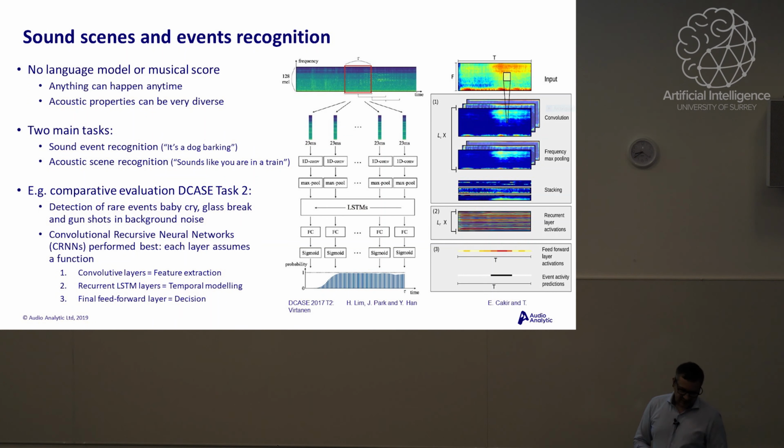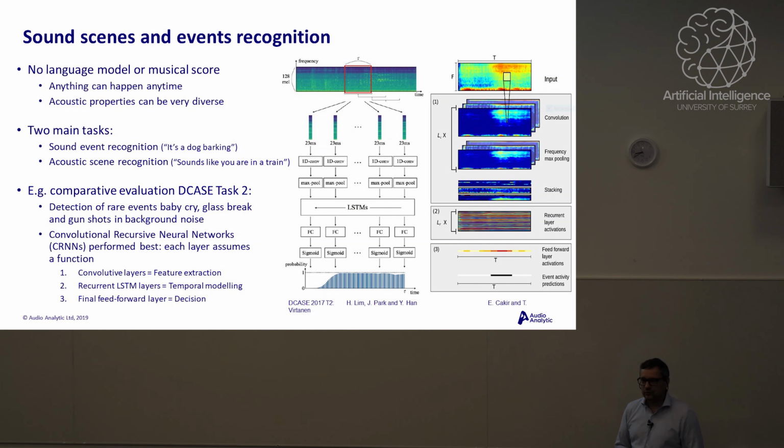So let's take an example, which is the comparative evaluation DCASE. DCASE is an evaluation campaign where the organizers of each task give the same data set to all the participants, and participants throw their best knowledge and best system at it, and we do a comparison at the end of DCASE to see which system performs best on the various tasks. Task 2 is traditionally the detection of rare events. So in 2017, that was detection of baby cry, glass break, and gunshots in background noise.